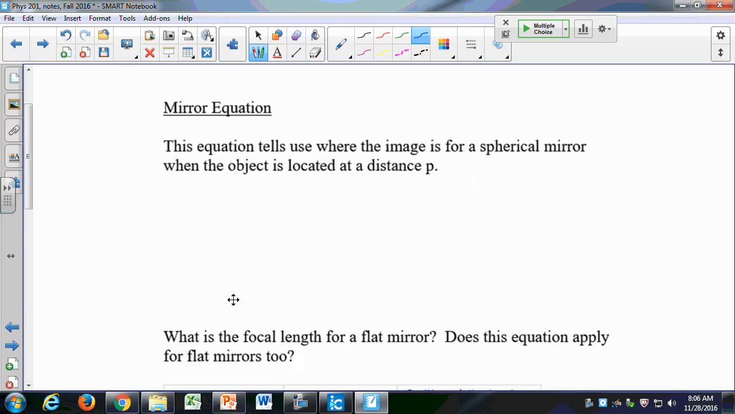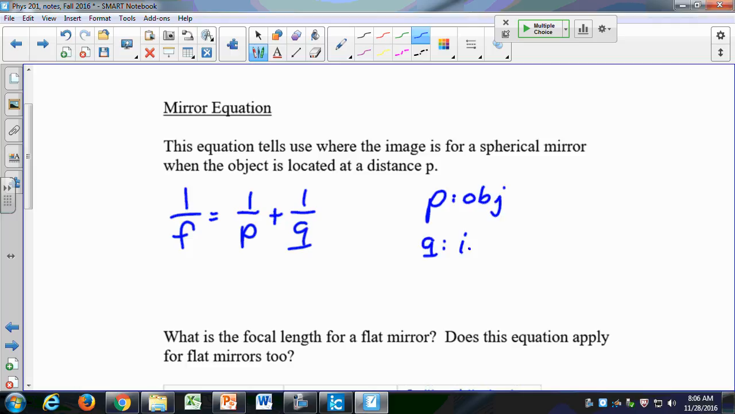Okay, now let's look at the mirror equation. It's going to be the same for lenses, so whatever you get here will carry over into lenses. You'll see that they're very, very similar, except with just a few small changes. This tells us how F, P, and Q are all related. So the lens equation is 1 over F equals 1 over P plus 1 over Q. And then just to remind you, P is our object distance, Q is our image distance, and F is our focal point. And further, don't forget that F is equal to the center of curvature divided by 2.